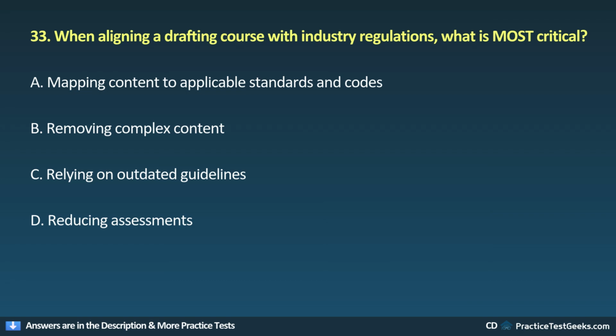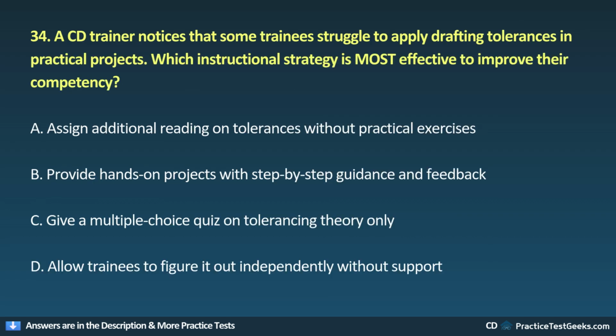33. When aligning a drafting course with industry regulations, what is most critical? A. Mapping content to applicable standards and codes. B. Removing complex content. C. Relying on outdated guidelines. D. Reducing assessments.